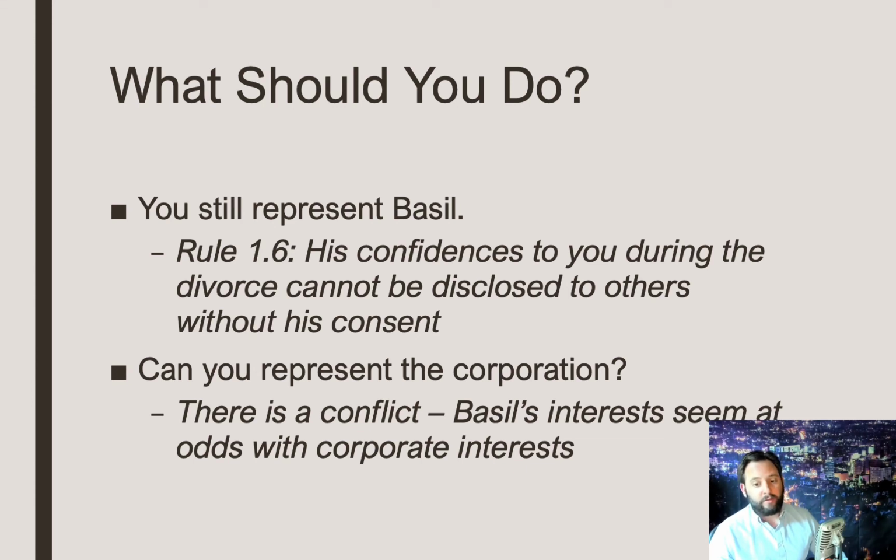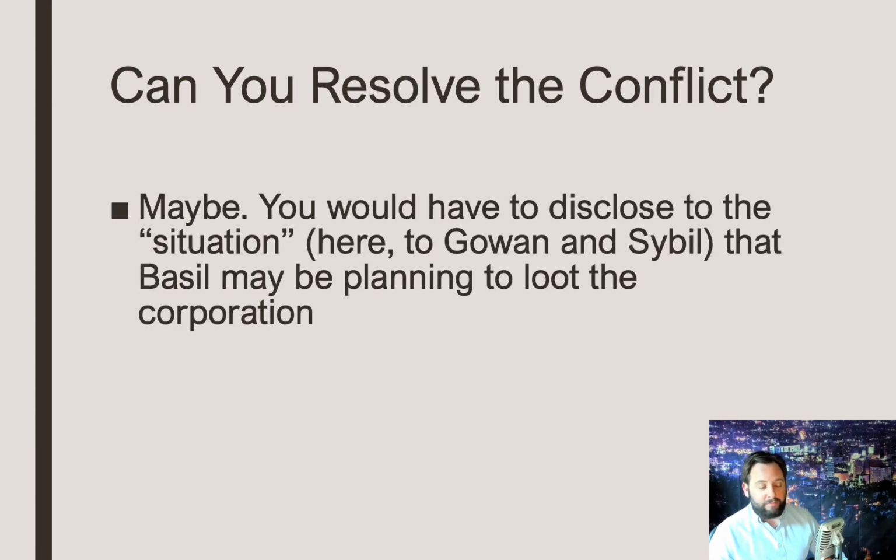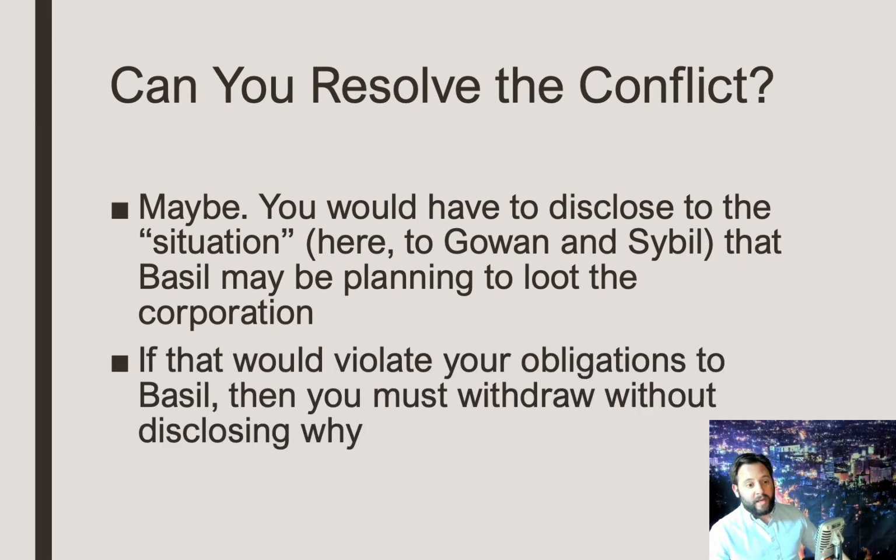The way to resolve this conflict is unfortunate, but Basil's interests, and you represent him, are at odds with the corporation's interests. And according to Rule 1.7, you can't represent both. Can you resolve this situation? Maybe. You would have to disclose that Basil is planning to loot the corporation, which means you have to ask Basil to allow you to do that. If telling others that Basil plans to loot the corporation would violate your obligations of confidentiality to Basil, and I think it would, you must withdraw from that representation. And you can't tell the others why.